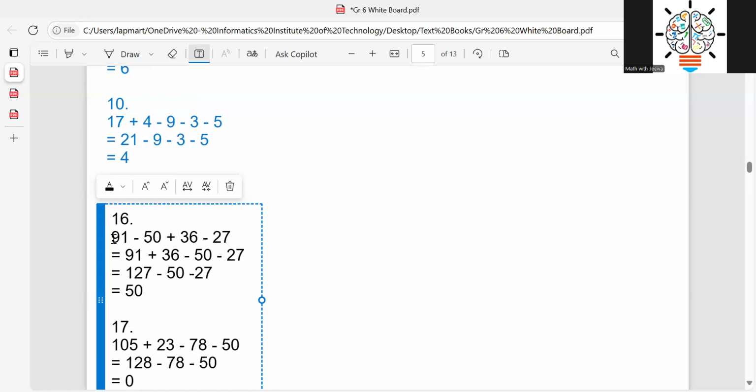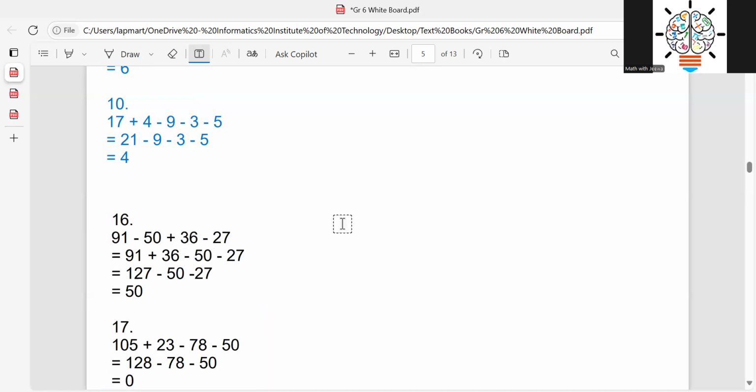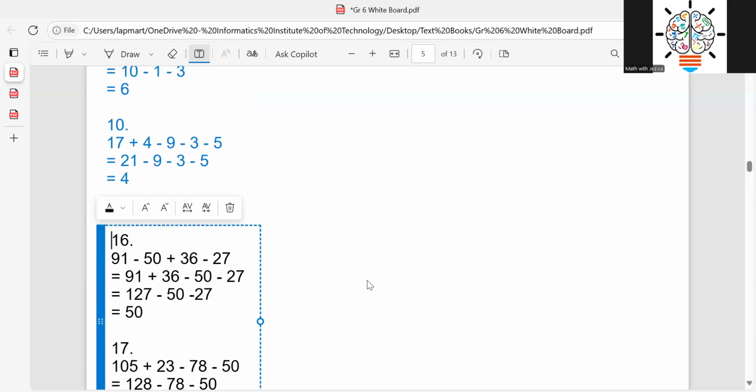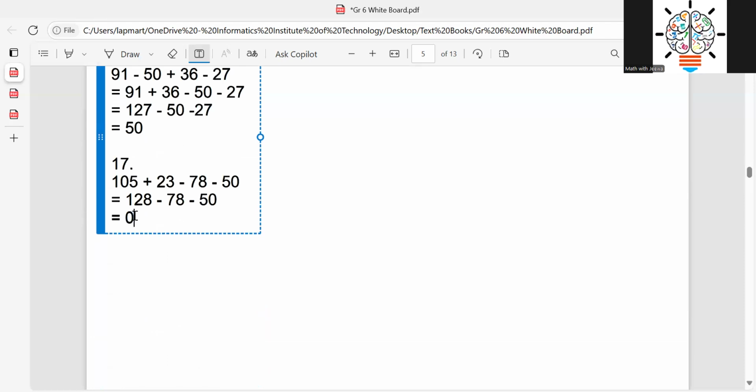So when you come across this kind of thing, sometimes you think whether my answer is correct or not. So don't worry about that. You should have enough confidence that there can be such answers too, the 0 answers too. So then we will move to question number 18.